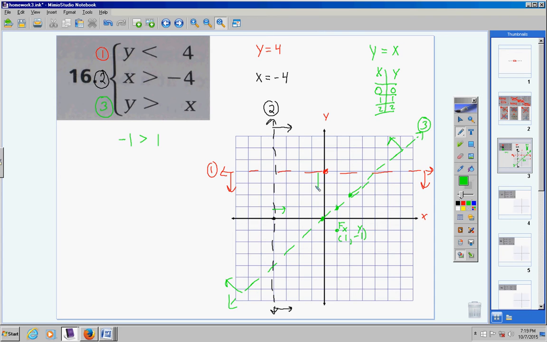Slide it down, we're shading this way. See this green arrow, slide it down the line, we're shading this way. So it looks like to me we're going to have a triangular shaped region. We're staying to the right of the black line, below the red line, but above the green line. So there is my answer. All of the ordered pairs that fall in this shaded area would be the solution to this linear inequality system. Any points that lie on the dotted lines are not part of the solution.